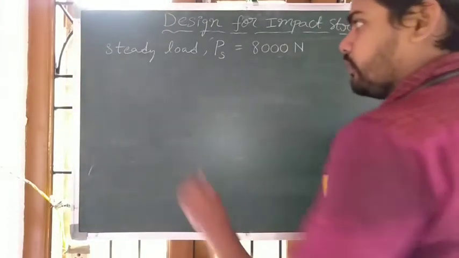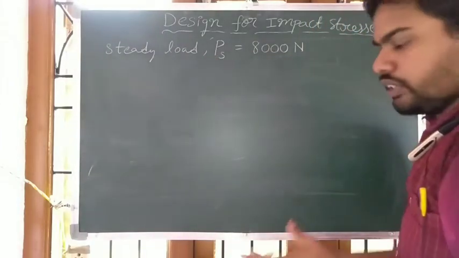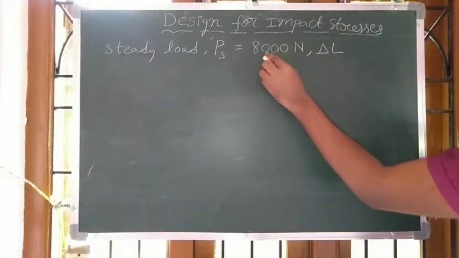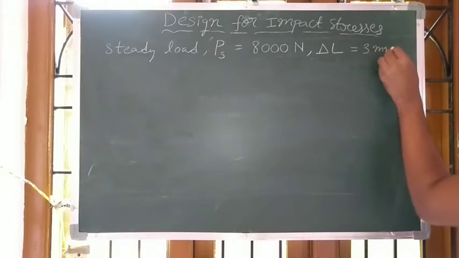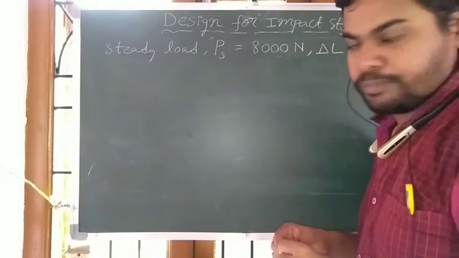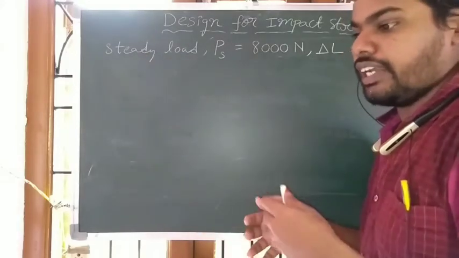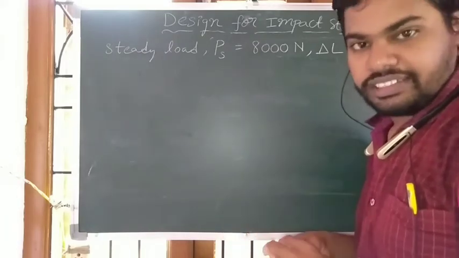So the steady load Ps is equal to 8000 Newton, and the change in length: due to the steady load, the bar is stretched by delta L is equal to 3 mm. Here we need to calculate the length of the bar using the steady load condition. After calculating the length of the bar, we can solve for impact stress sigma I.